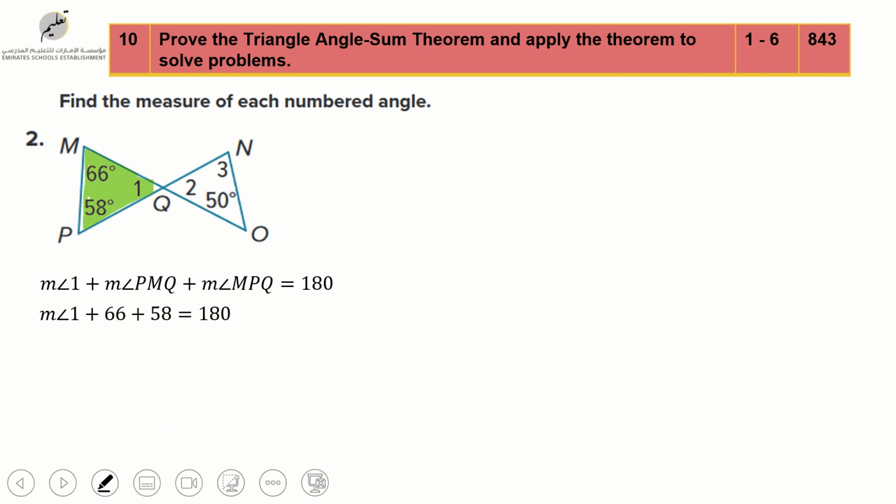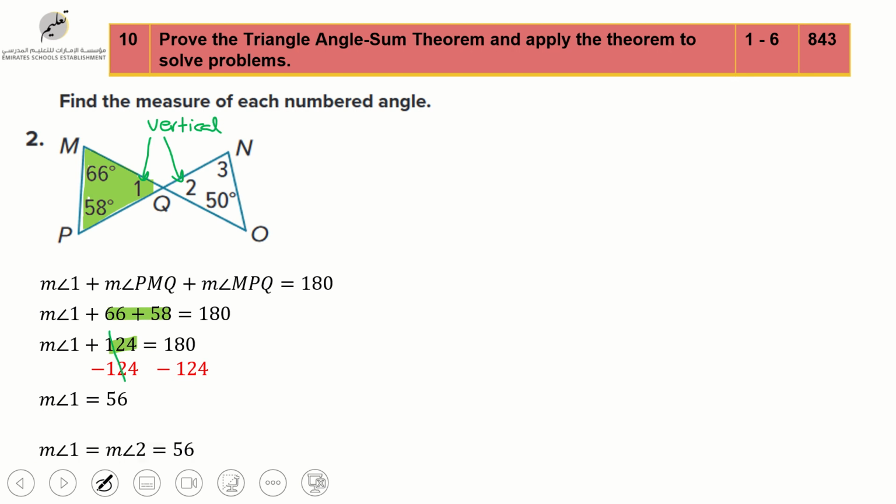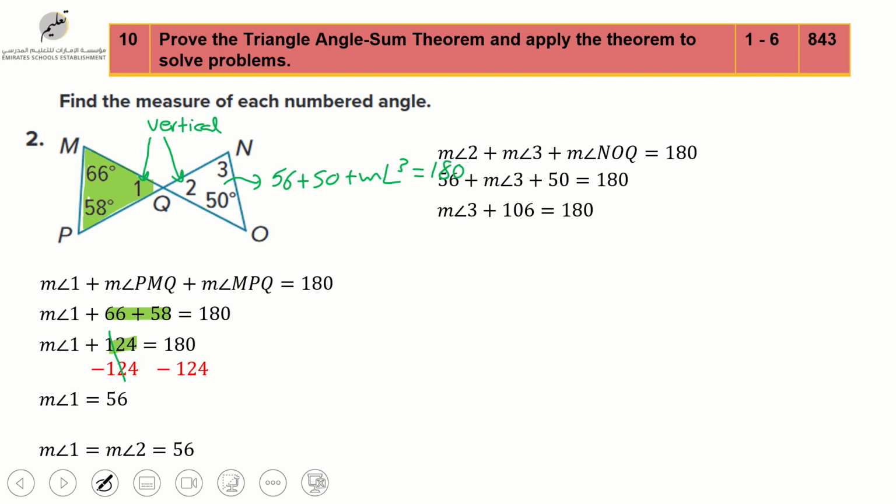So the measure of angle 1 plus 66 plus 58 equals 180. Add them, the 66 and 58, they simplify to 124. Subtract 124 from both sides, you get 56. And notice that angle 1 and angle 2 are vertical angles. So 1 and 2 are the same, 56 each. And once we know the second angle to be 56, we know that 56 plus 50 plus the measure of angle 3 equals 180. And then we can solve it. We can subtract 106 from both sides, we get 74.